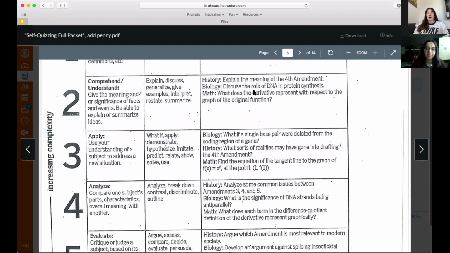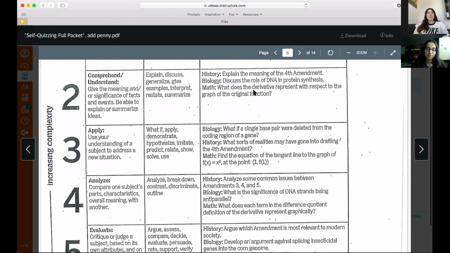Level 2 is about comprehending and understanding. So this is a lot more about the meaning and significance of facts and events, and you want to be able to explain or summarize ideas. So go ahead and read the words to me that give it away that it's a level 2 question. Explain, discuss, generalize, give examples, interpret, restate, and summarize. Perfect. So now go ahead and read through these example questions once more. And then when you're ready, come up with an example level 2 question for sociology.